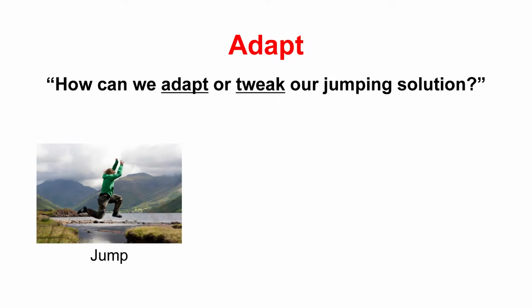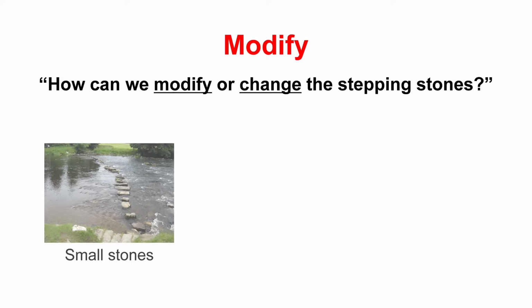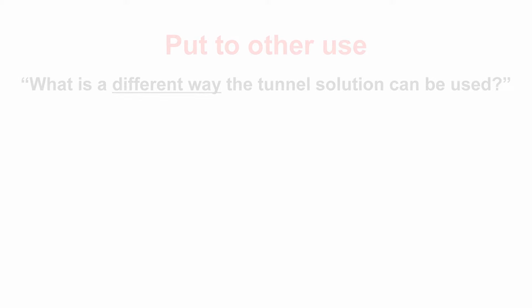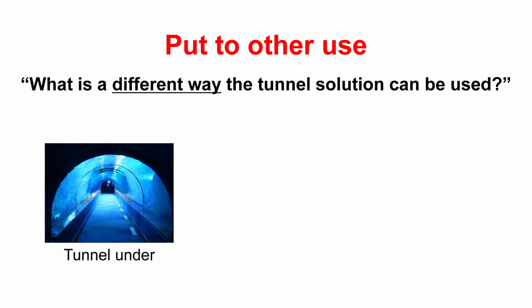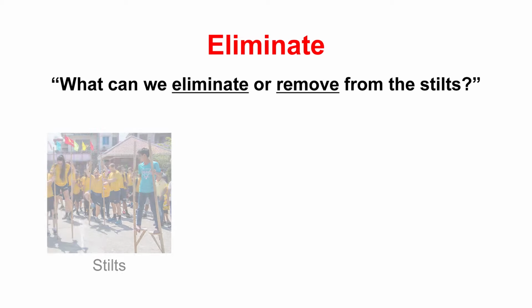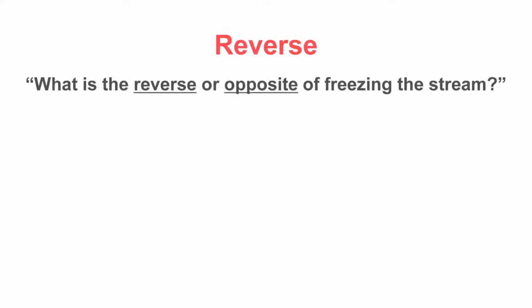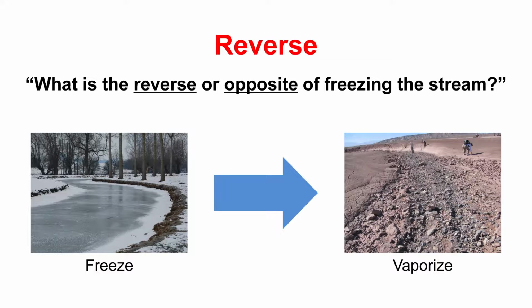We can continue this method of generating new solutions with the rest of the SCAMPER verbs. For example, we can adapt our jumping solution by using a trampoline to increase the height of our jump. Or we can modify the stepping stones by enlarging them to make big boulders, which then dam up the stream. We can put our tunnel solution to another use. Instead of walking through the tunnel, we can use the tunnel to divert the water elsewhere. We can eliminate one half of the stilts solution and use the remaining stilt as a pole vault instead. Finally, we can reverse the process of freezing the stream and vaporize it, so we can just walk across the dry stream bed.